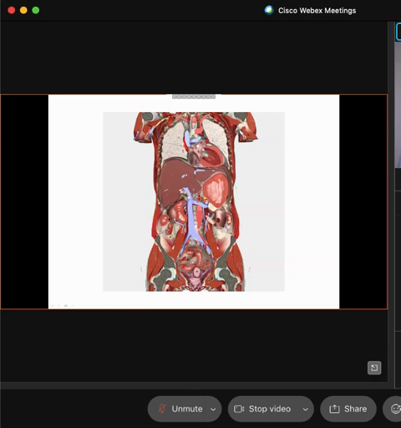Which one? Is that the gallbladder? Gallbladder would be a little bit more tucked in. It takes the same shape as this one. Oh, the kidney. Very good. Perfect, perfect, perfect.